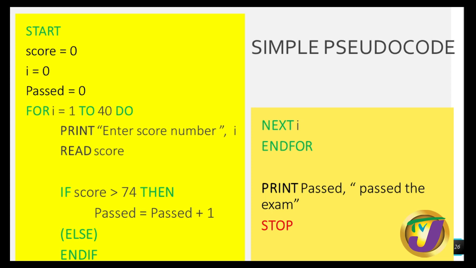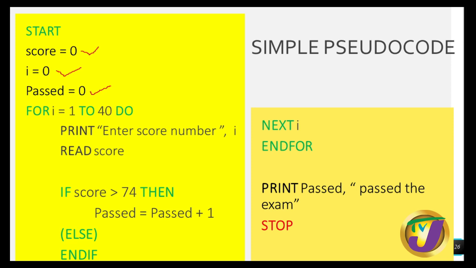Note, we still have to follow the procedure, the protocol of initializing. And so, as we write our pseudocode, we put in start, then we initialize the variables we intend to use. In this case, the variables that we want to use are score, so that we can store the value of any score entered, the variable I, that controls the number of iterations or repetitions of the loop, and the variable passed, which should count how many persons would have passed IT. So that's the initialization process. Straightforward, using all integers here.